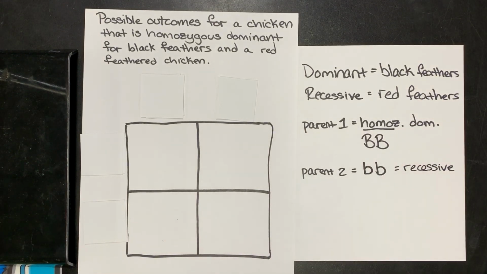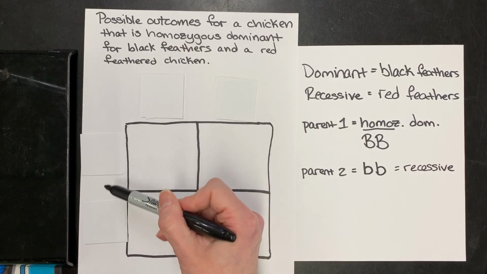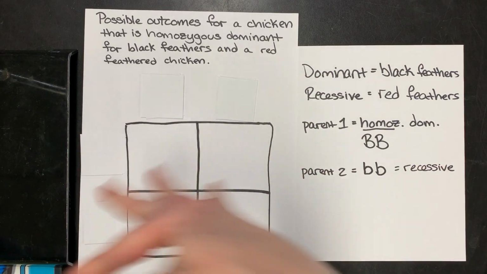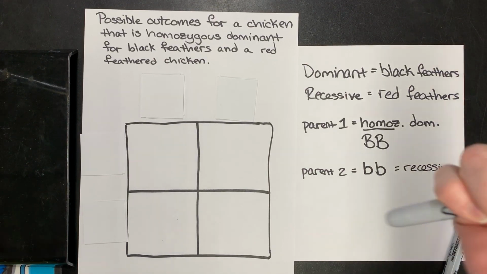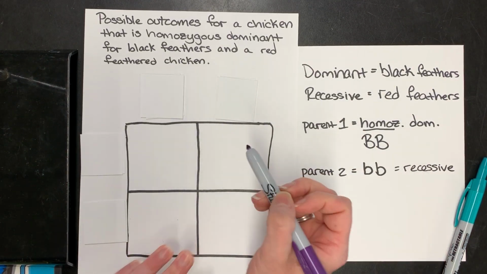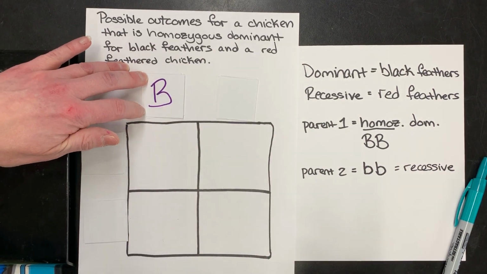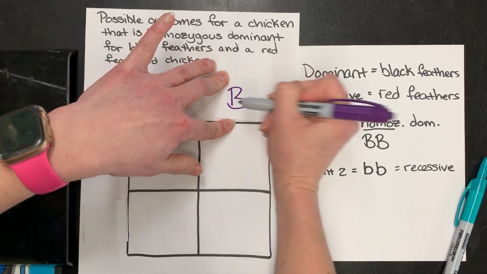Okay, so now we're just going to fill in our Punnett square. One parent's going to go up here, the other parent will go down here. It doesn't matter which parent you put where. So first we're going to start with parent 1, big B, big B. So I'm going to write a big B at the top of the first column and a big B at the top of the second column.